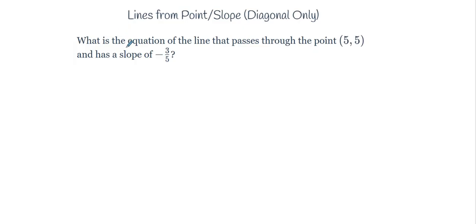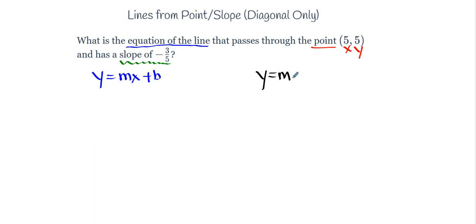Okay, so once again, equation of a line, we want to go to slope-intercept form, which is y equals mx plus b. We identify that the point they give us is (5, 5). So I have an x value of 5 and a y value of 5. Then over here, they tell us that our slope is negative 3 over 5. We are going to take our slope of negative 3/5 and put that right here where the m would go.